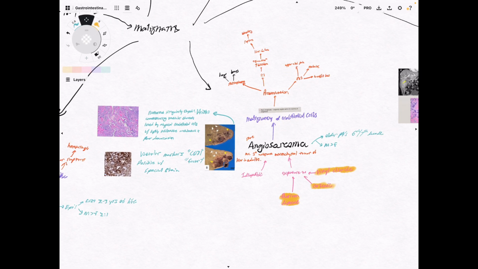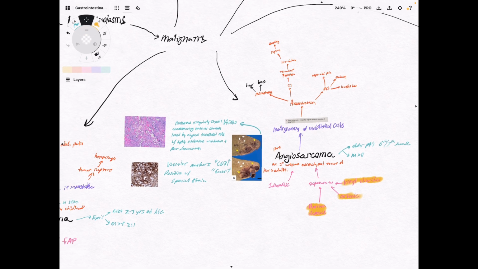Now, angiosarcoma is the one I was thinking of earlier. This is the one that's very highly associated with blood vessels. And sarcoma, endothelial cells, angiosarcoma is a malignancy of endothelial cells. If we take a look at the histo here, you will have numerous irregularly shaped anastomosing vascular channels lined by atypical endothelial cells with highly infiltrative architecture and poor demarcation.